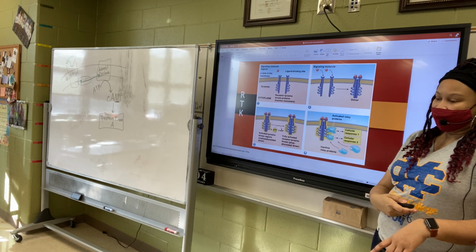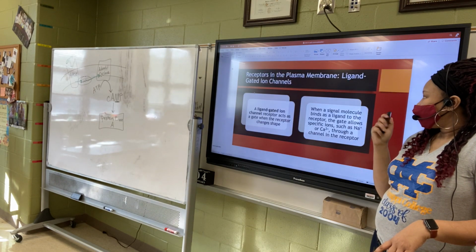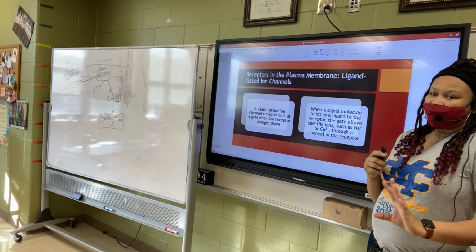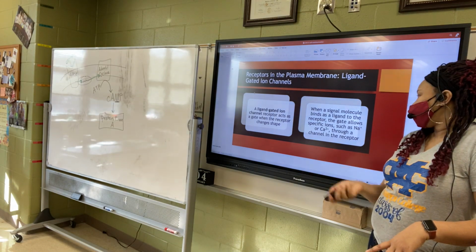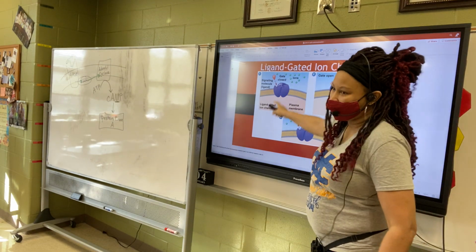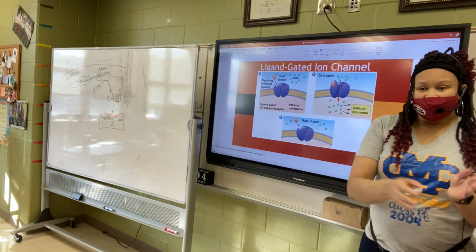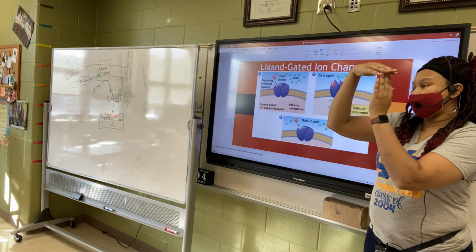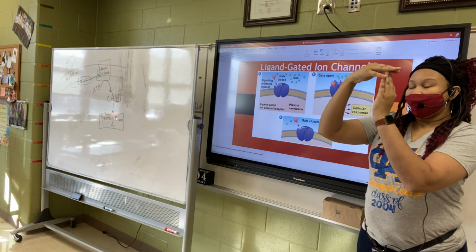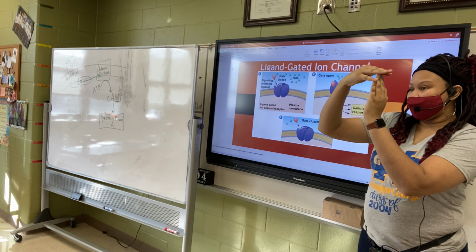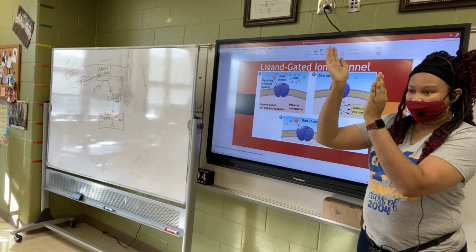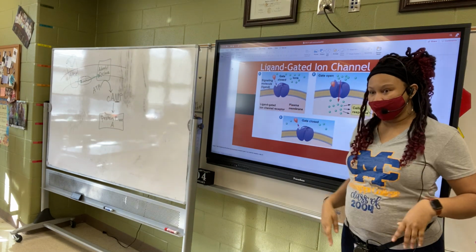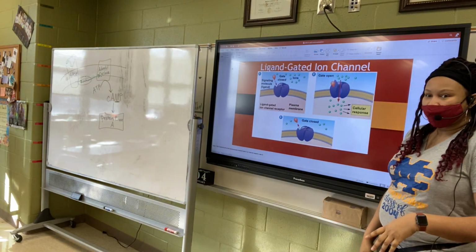Alright. Last one. Ligand gated ion channel. Easiest one, trust me. You have a protein, a transmembrane protein that has like a gate on it, like a flap. It's closed. A ligand binds to it, the gate opens. Whatever it was holding back when it was closed comes out. Easiest one.